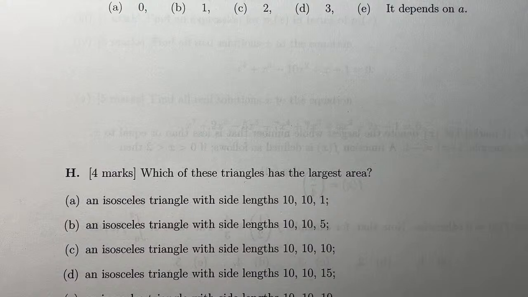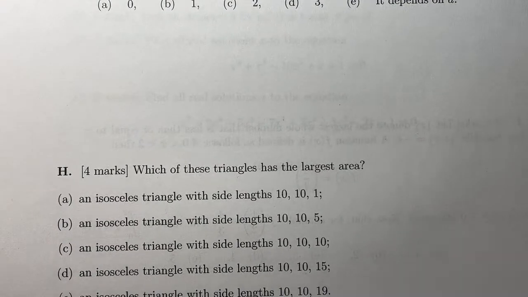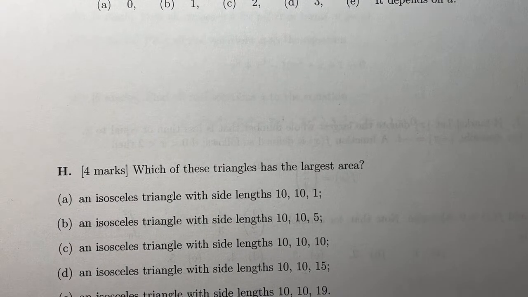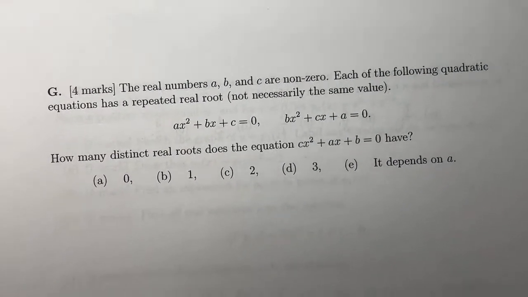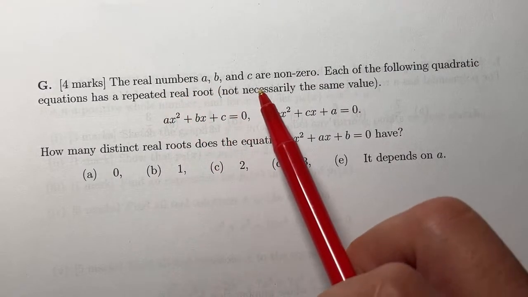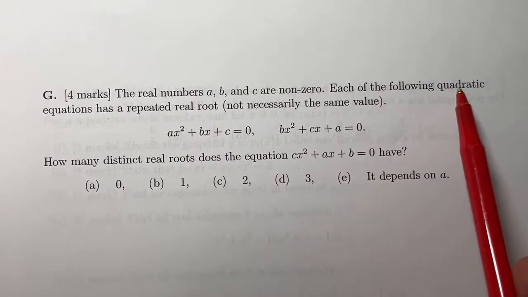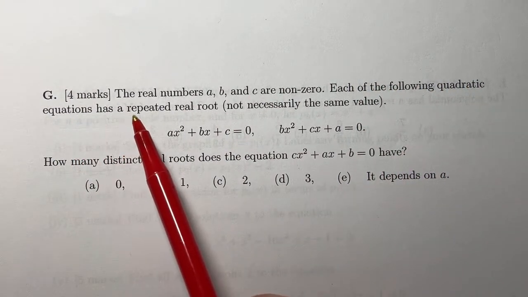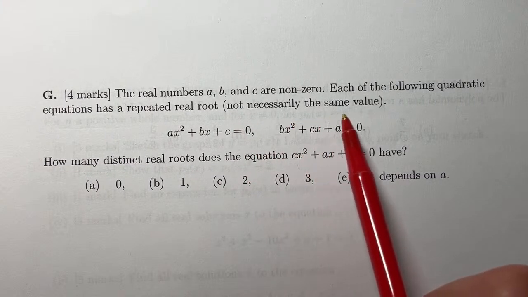And then we have just a few more questions to go for the multiple choice. All right, one more page of multiple choice. Well, one more paper, so page 4 and page 5, so 4 more questions. Okay, now let's see. So here, we have a, b, c non-zero real numbers, and each of the following quadratic equations has a repeated real root, but they are not necessarily the same value.